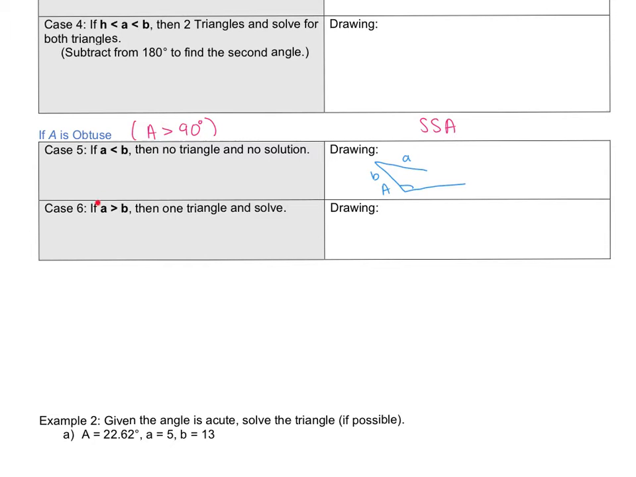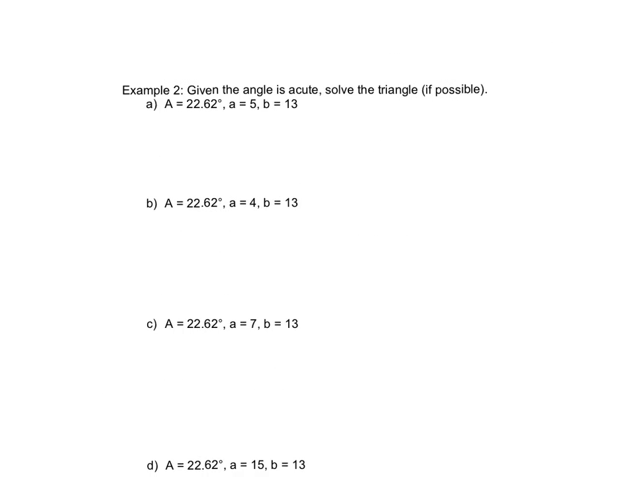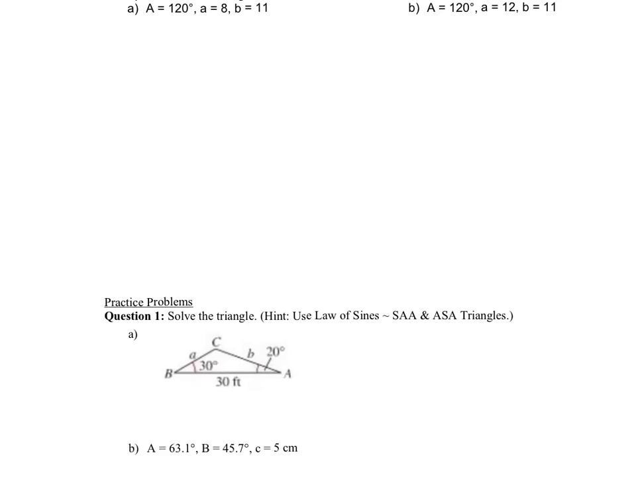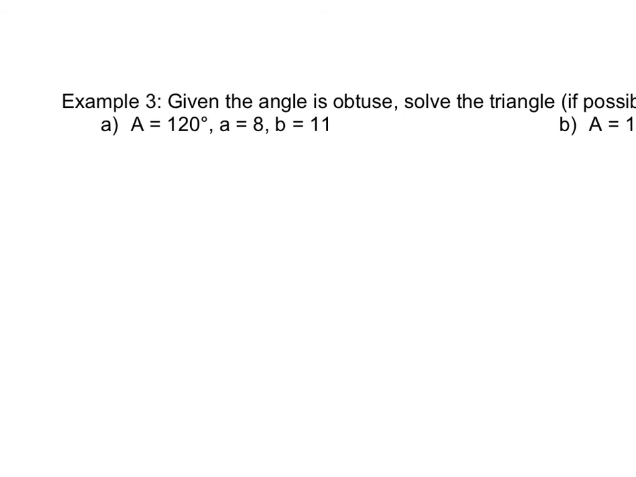Now, in the other case, where A is the longer piece, so A is bigger than B, then you can have at least one triangle, but only one triangle. So obtuse is a little bit easier to handle, because you have either no triangle or just one triangle. We're going to solve these two problems below in example 3.